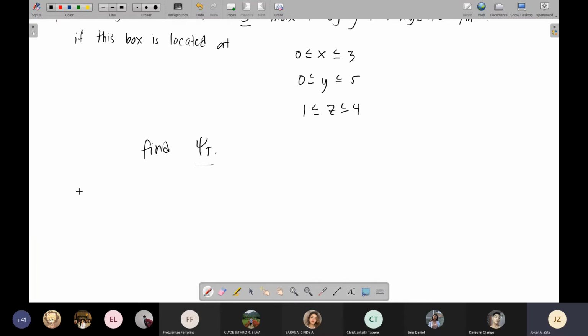So, recall, again, the total flux is equal to flux on the front plus flux on the back plus flux on the left plus flux on the right plus flux on the top surface plus flux on the bottom surface.